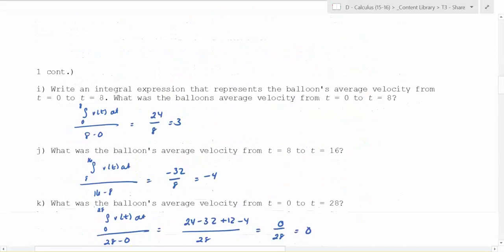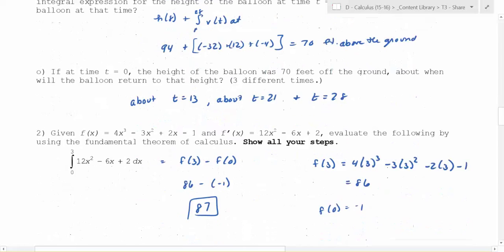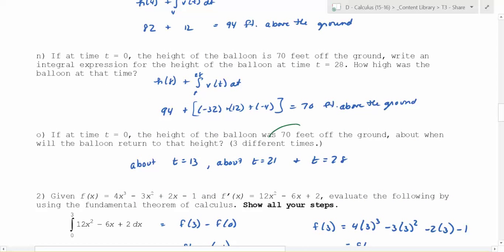Does that make sense? Yeah. So actually, is that 70 part of this problem at all? No. Doesn't really matter, right? To answer that question.